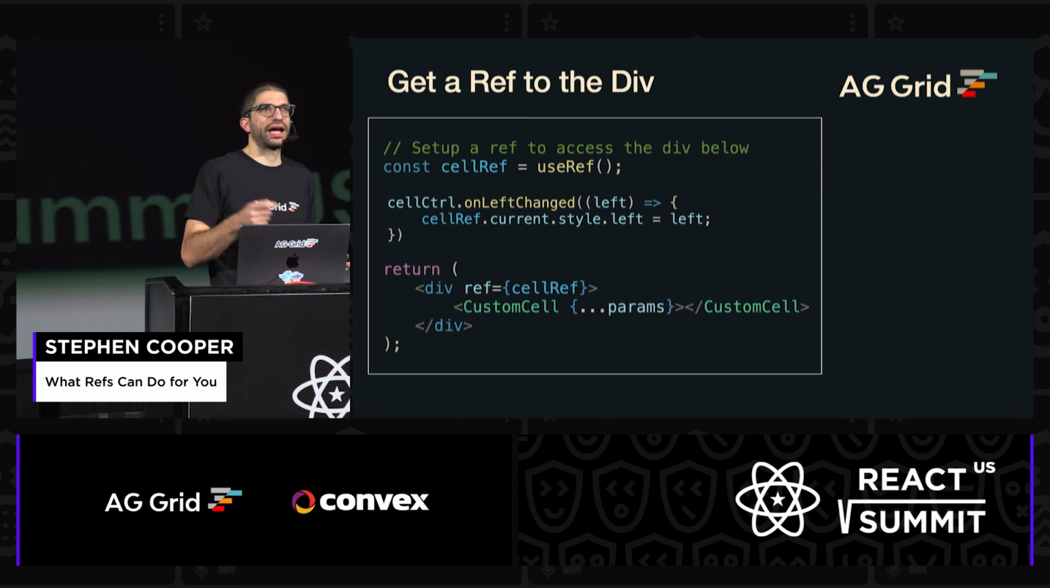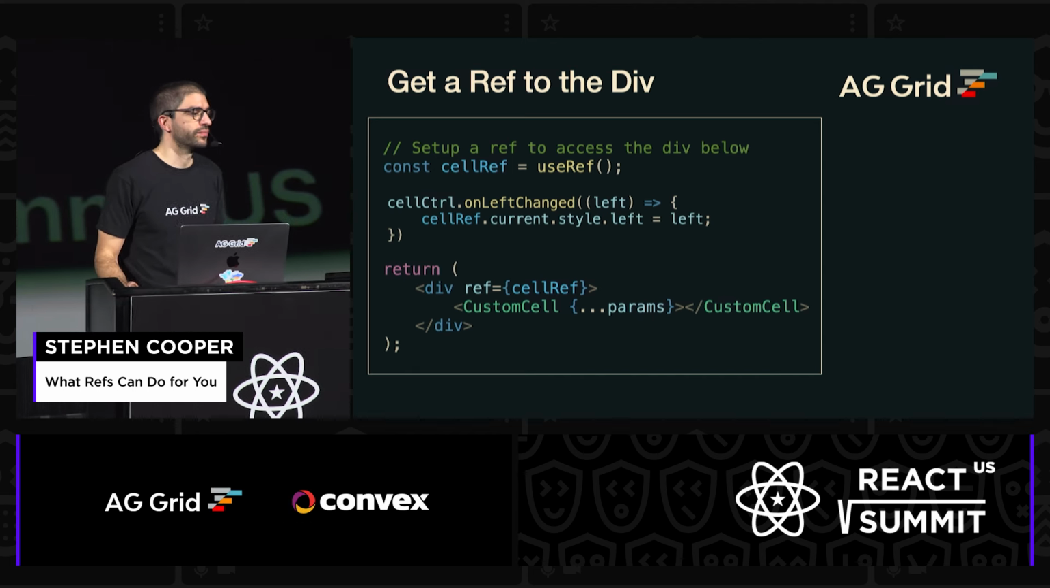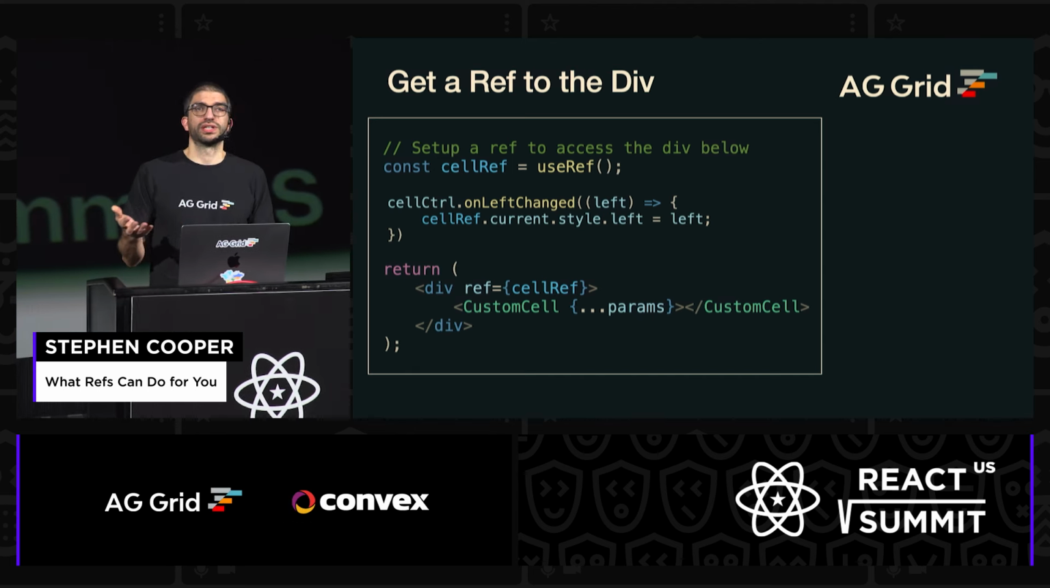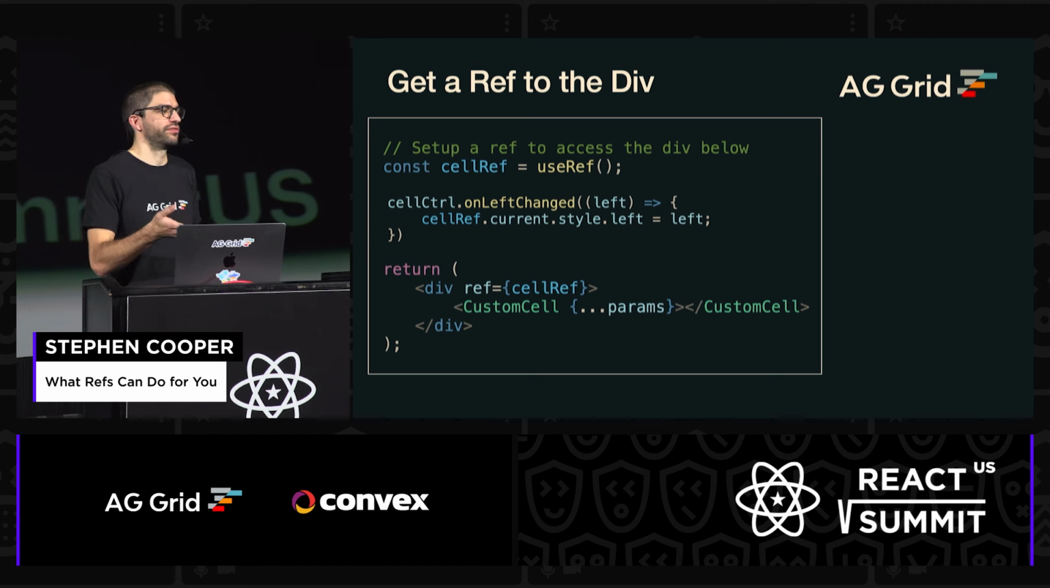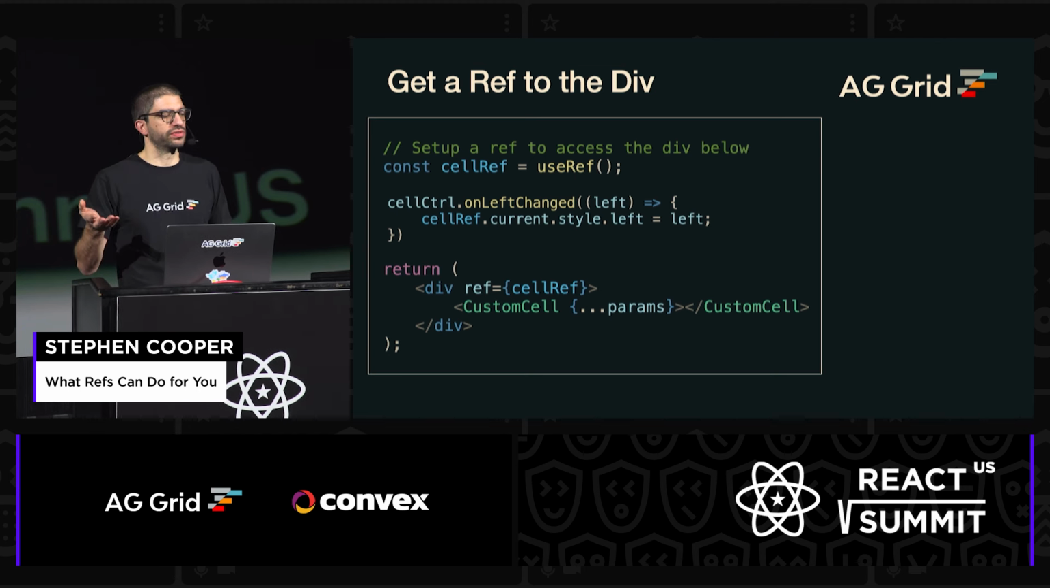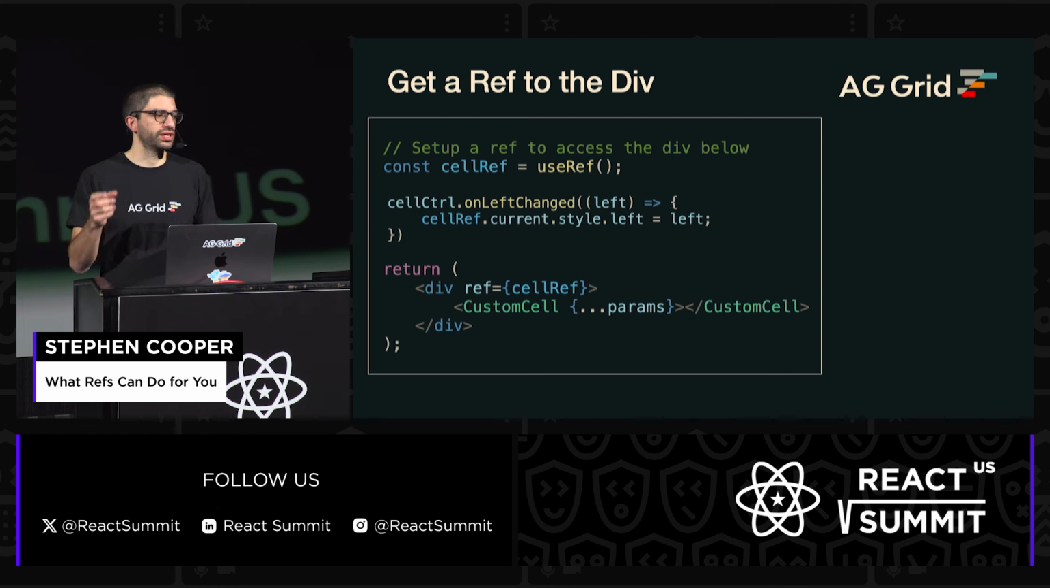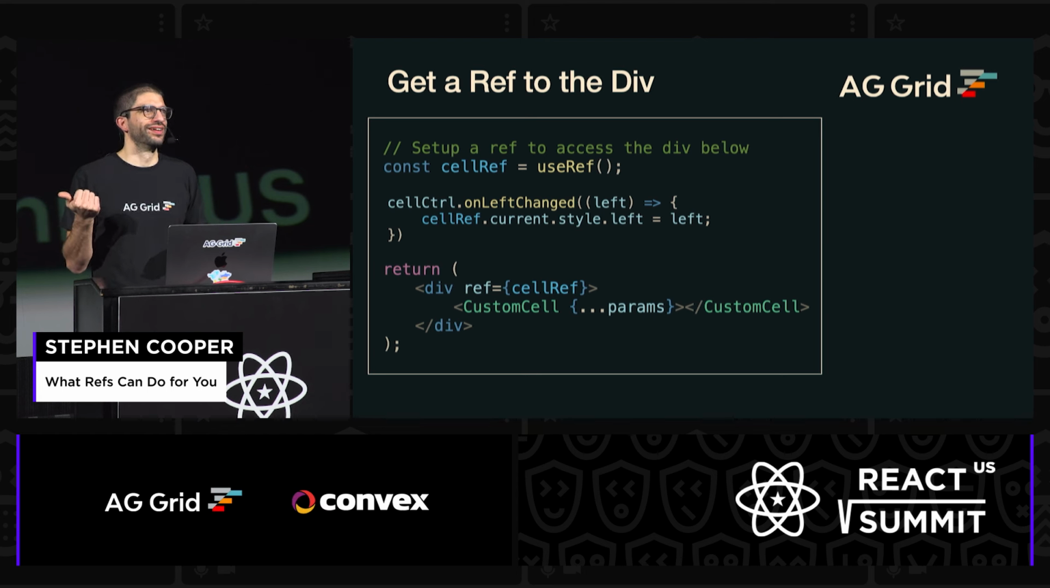But then the question is, well, how do we get a reference to that div? And this is where we can use ref. So we create a ref, or cellRef equals useRef. And then within our template, we can set that to our ref property. And then we set up our cell controller and update the style manually. But can anyone see what might be the problem here?